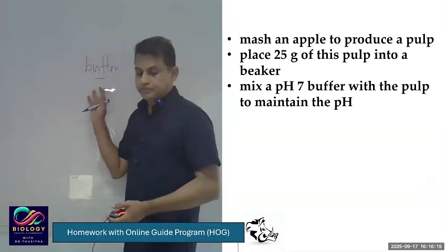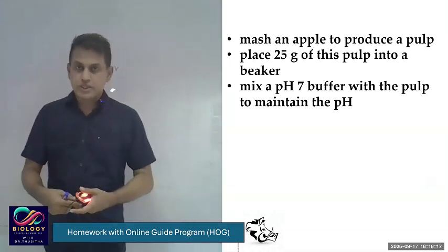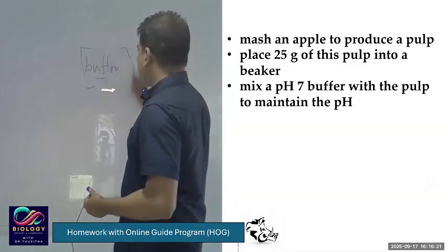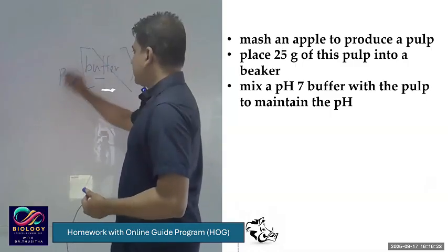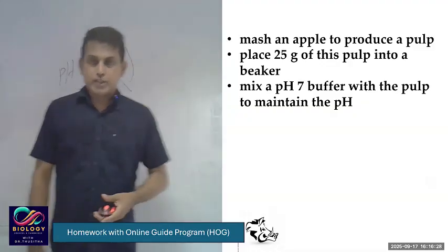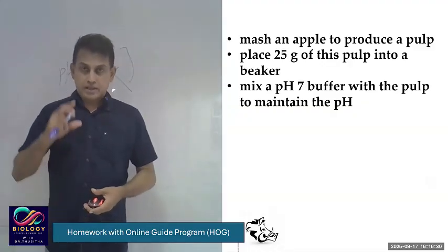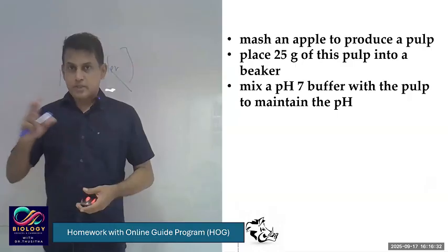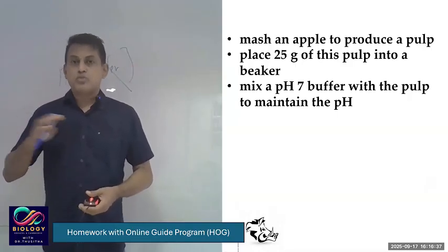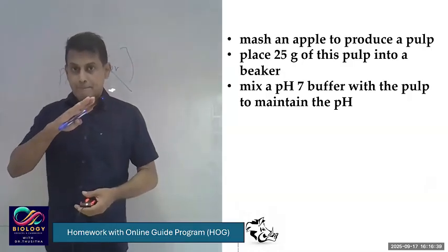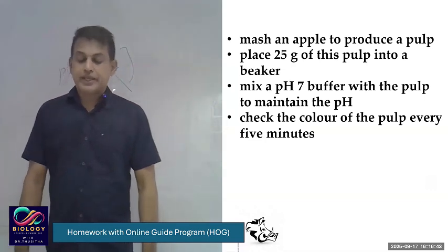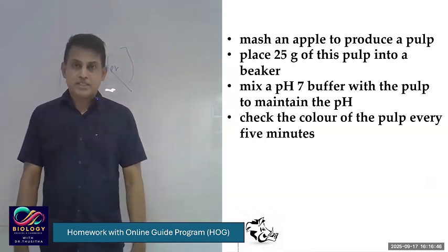This word buffer is used here. At the moment, don't worry too much about this word, just leave it, and we just concern ourselves with pH 7. So the student maintains pH 7. He used some pH 7 solution, which we call pH 7 buffer, to make the solution pH 7. And next one, check the color of the pulp every 5 minutes.